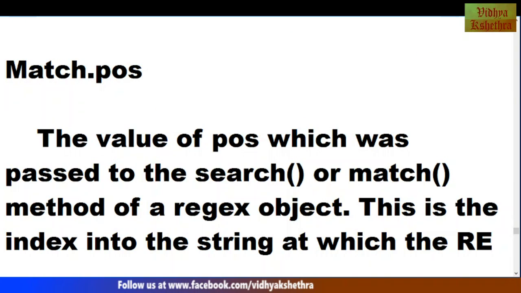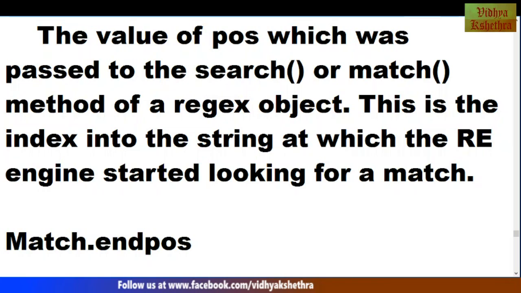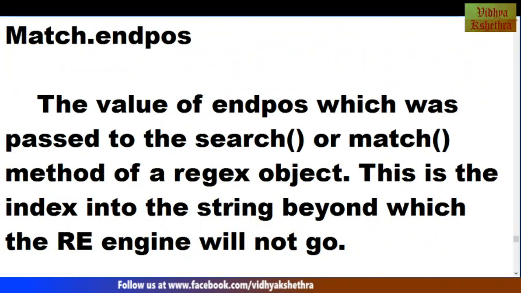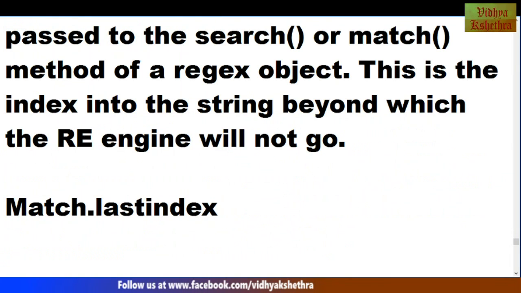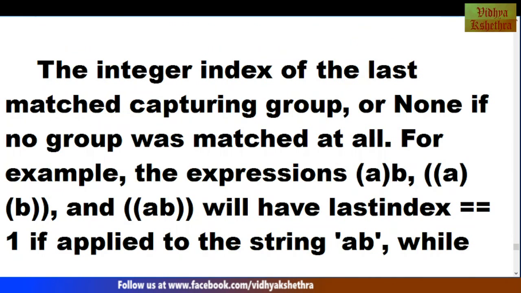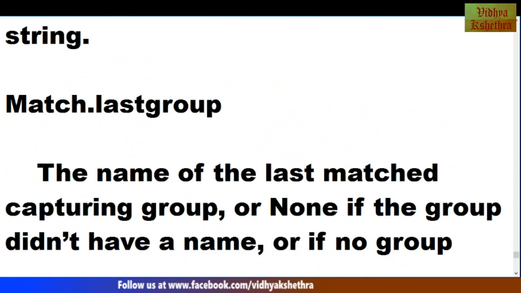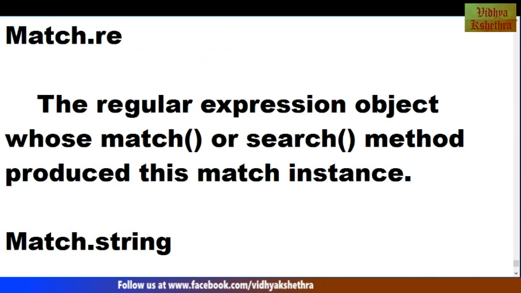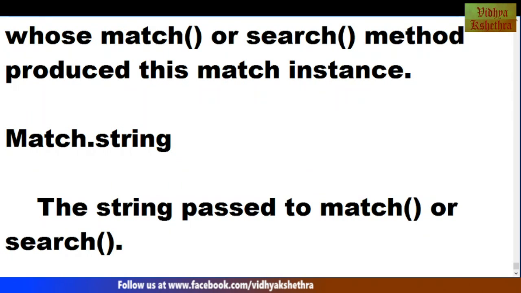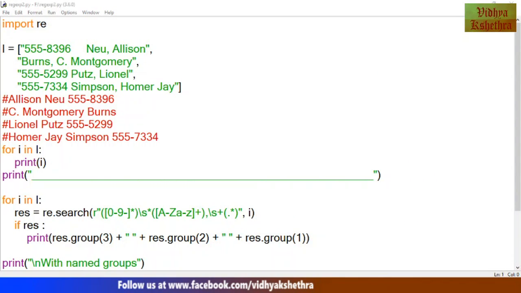Then there is match.pos, the value of pos which was passed to the search or match method of a regex object. This is the index into the string at which the regular expression engine started looking for a match. Match.endpos is the value of endpos which was passed to the search or match method of a regex object. This is the index into the string beyond which the regular expression engine will not go. Then there is match.lastindex, the integer index of the last matched capturing group, or None if no group was matched at all. Then there is match.lastgroup also. Then match.re, which will return the regular expression object, and match.string, which will return the string passed to match or search.